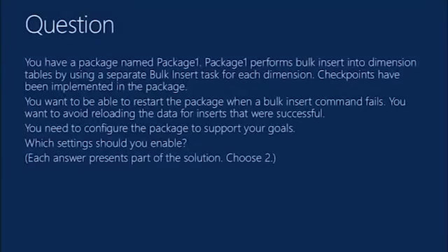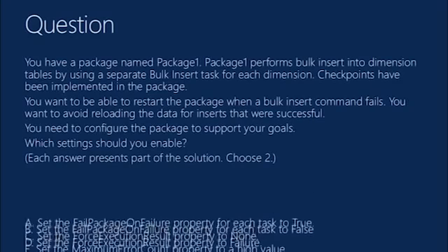All right, so you have a package named, go for it, Package 1. Package 1 performs bulk inserts into a dimension table by using a separate bulk insert task for each dimension. We have checkpoints implemented in the package. You want to be able to restart the package when a bulk insert command fails, and you want to avoid reloading the data for inserts that were successful. So, classic checkpoint scenario. You need to configure the package to support your goals. What settings should you enable?